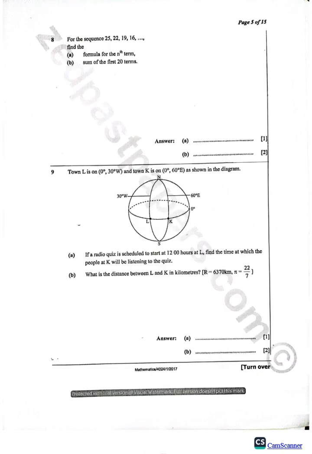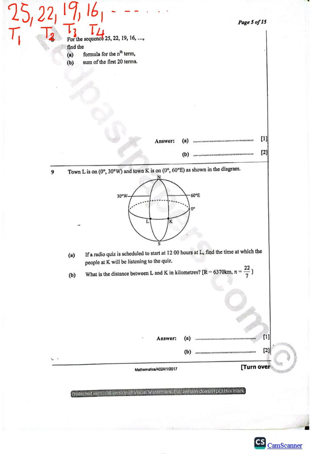Okay, so now we can proceed to question 8. So for the sequence 25, 22, 19, 16. So this is our first term, second term, third term, fourth term.